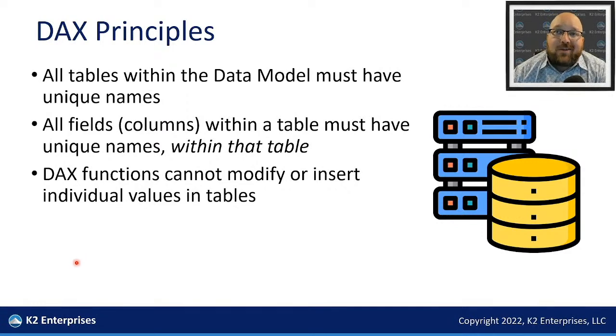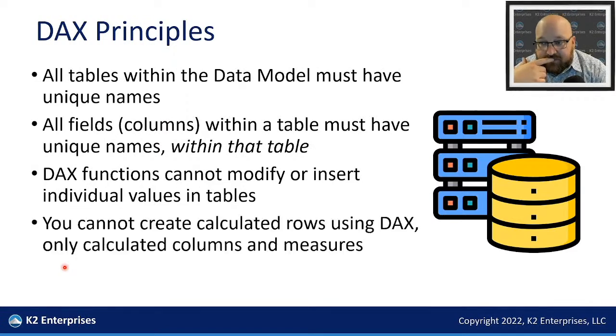I'm going to do a calculation here in a little bit where we're going to impute sales tax. We're not creating a brand new column by inserting that information. What I'm doing is creating a column with a formula that references data inside the table already, but it's not inserting those values. It's just storing the formula calculation, and then it executes it when it needs to calculate that specific column data. You cannot create calculated rows using DAX. You only create calculated columns, and you only create measures.